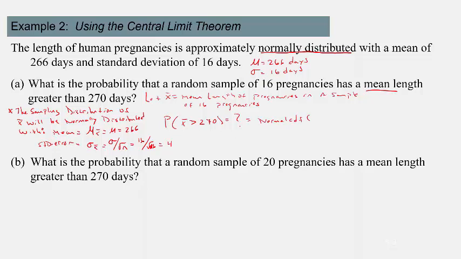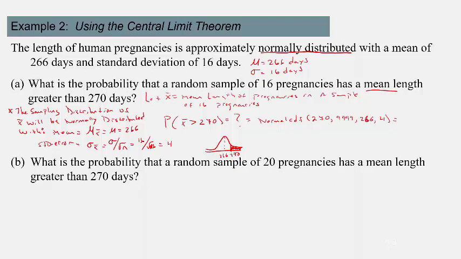Whenever you have a greater than probability, the lower value is this. So it's 270. The upper is going to be 9999. The mean is over here, 266. And the standard deviation is 4. And if it helps, you can even draw it. It's going to be normally distributed, centered at 266, and I want to be greater than 270. If it helps to see the normal curve, you can do that.